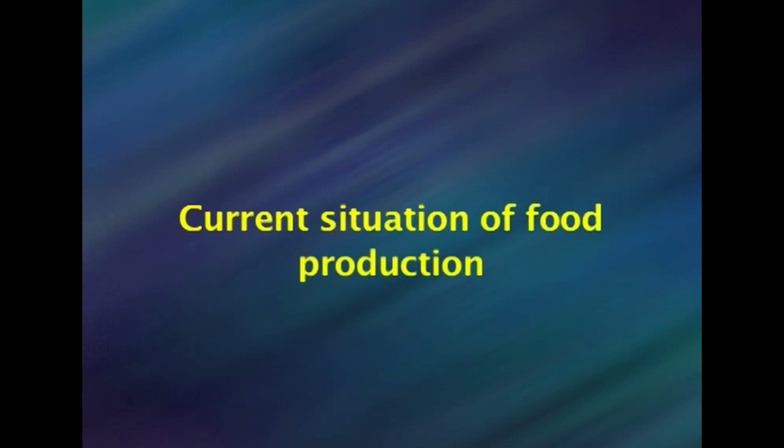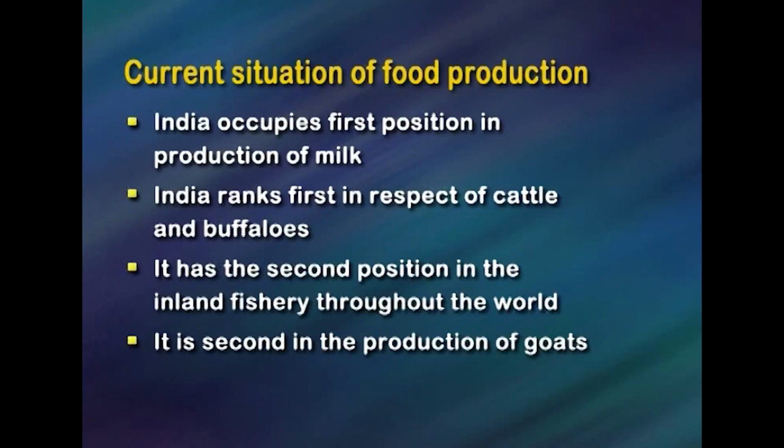Current situation of food production. Current situation of food production includes cultivated food crops, poultry, livestock, and fishery production. India occupies first position in production of milk. India ranks first in respect of cattle and buffaloes. It has the second position in inland fishery throughout the world. It is second in the production of goats.